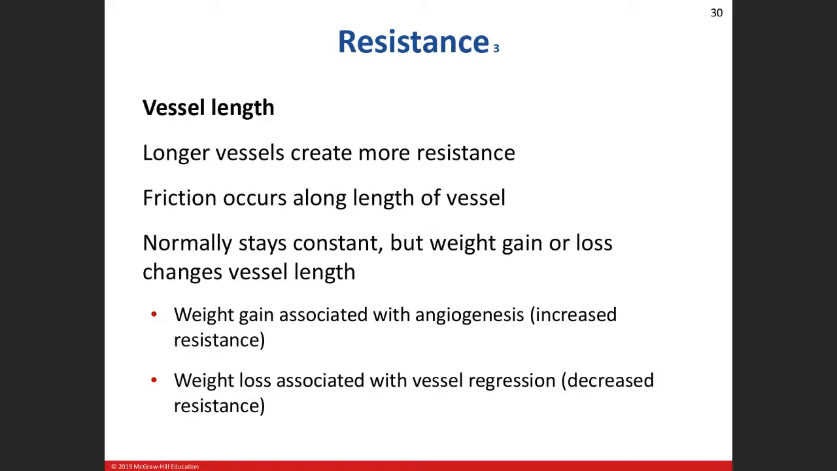All right, vessel length. Longer vessels will make more resistance.